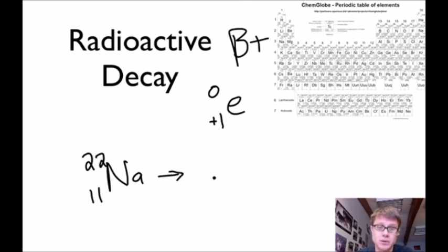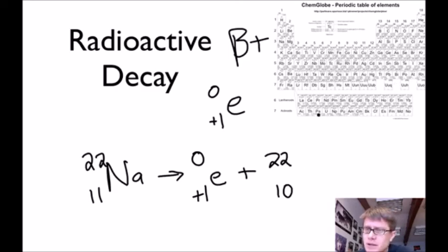And so if we lose a positron, so if we lose one of these with the mass of this, what do we get? Well, we're going from an atomic number of 11. Then losing one of these, this now becomes 10. The mass number didn't change at all, so that remains at 22. Okay, and so let's look on our periodic table. Up here's sodium right here. Its atomic number is 11. But if we lose one proton, we now become neon.